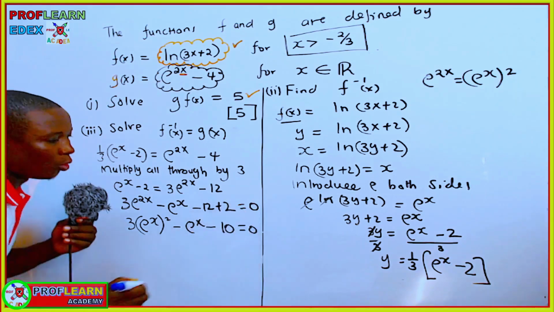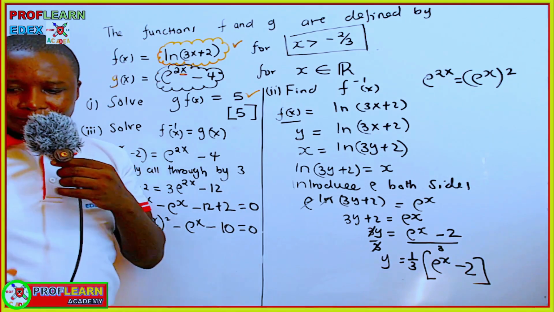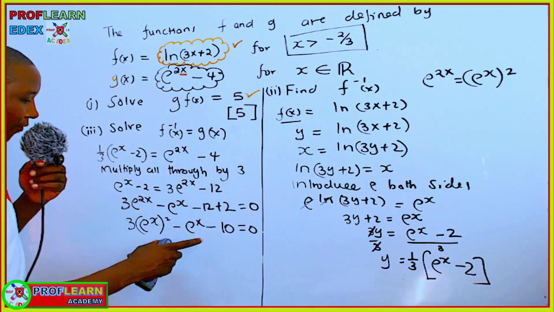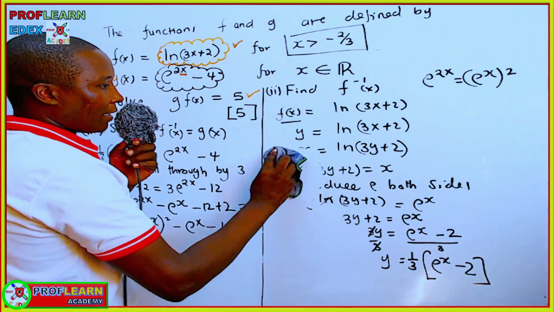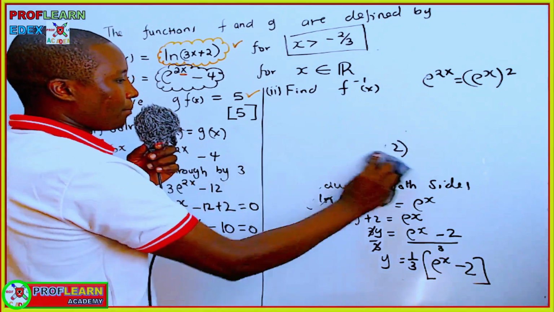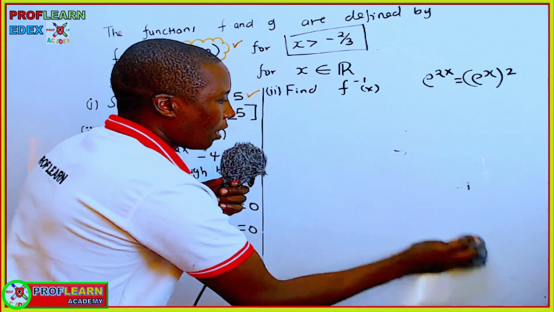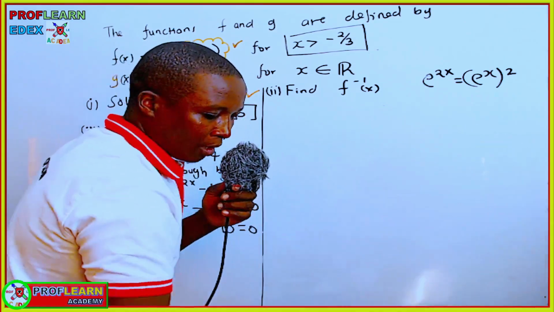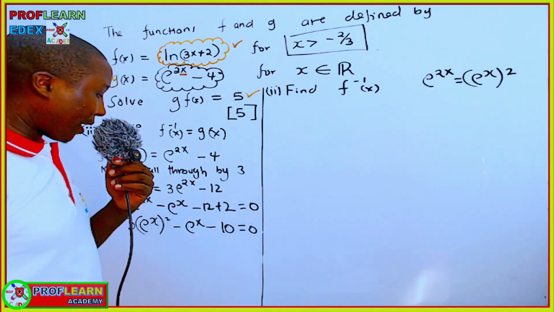This should be equal to 0 like that. So the reason why I've done that is to ensure that I can form a quadratic equation, which I'm going to solve to enable me to work out this question.